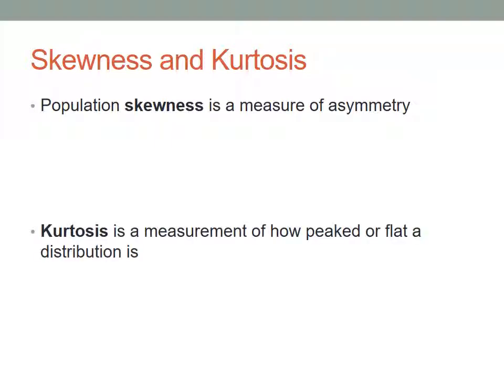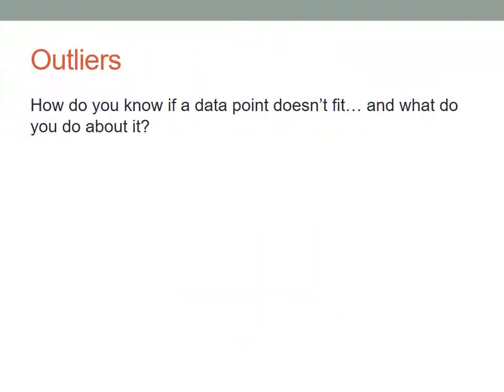The other one is kurtosis, which measures how peaked or flat a distribution is. You might have a distribution that's like that, or you might have a distribution that's more like that. Kurtosis is going to measure that. Negative would be flatter like this, and positive would be more peaked like that. But again, that's really all. I just want to plant those terms for you, but that's all we're going to cover with skewness and kurtosis.